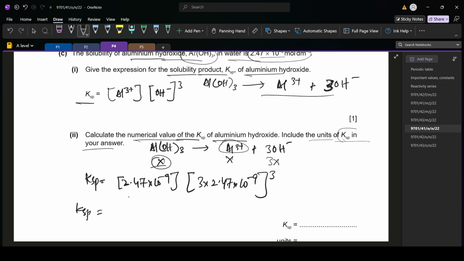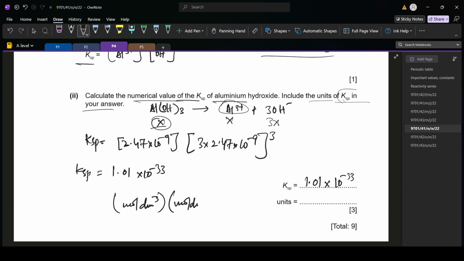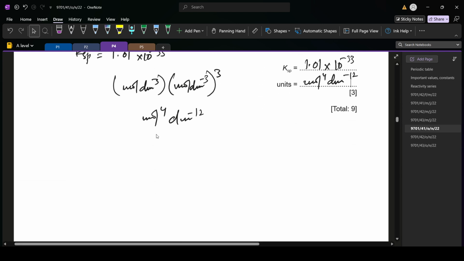And that is 1.01 × 10^-33. And what will be the units? Units will be, you can see, mol per dm³ multiplied by mol per dm³, and the power is cubed. So it will be mol^4 dm^-12. So this is your final answer.